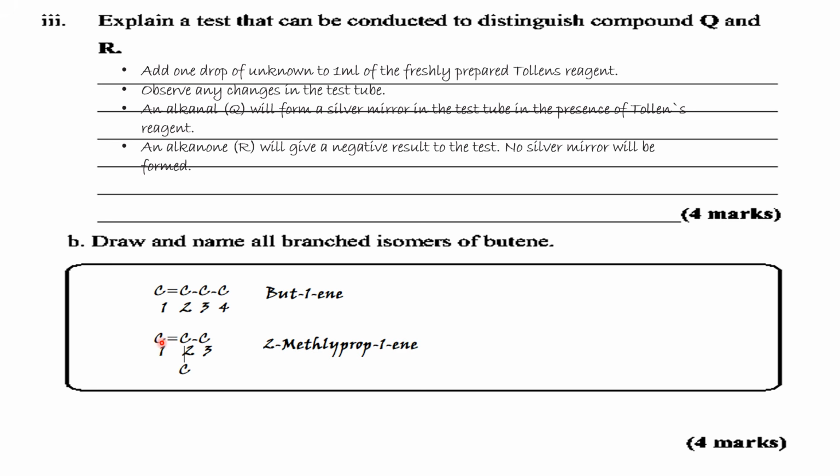Still, we have maintained the position of the double bond there so that we show clearly that these are structural or branched isomers. So the first one is just the normal butene straight chain, and this one here is branched at carbon number 2 to make 2-methylprop-1-ene. So structure is 1 mark, name 1 mark, a total of 4 marks.